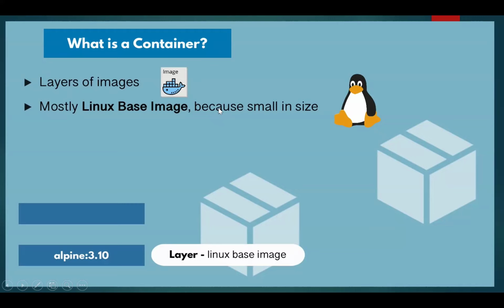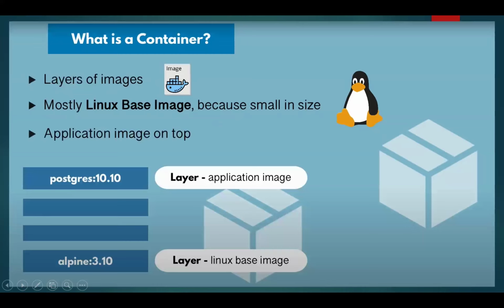Let's take an example of Linux-based images, because they are all small in size. For example, I'm giving you an application. What does this contain? This application contains a lot of layers, like what dependencies are required, what database is required. So what you do is layer all of those into a single one that is known as an image.